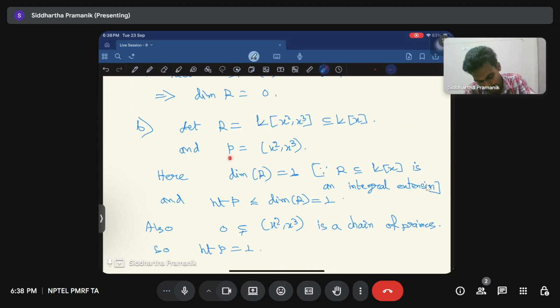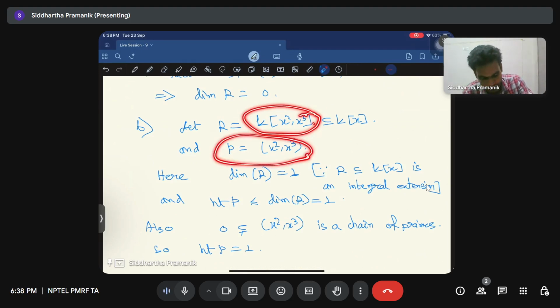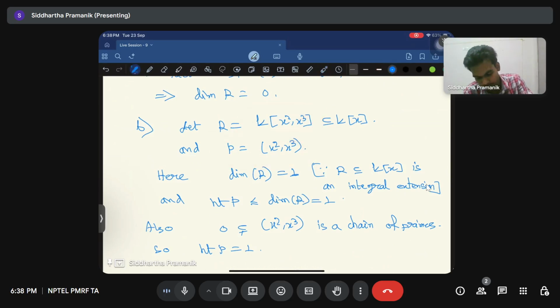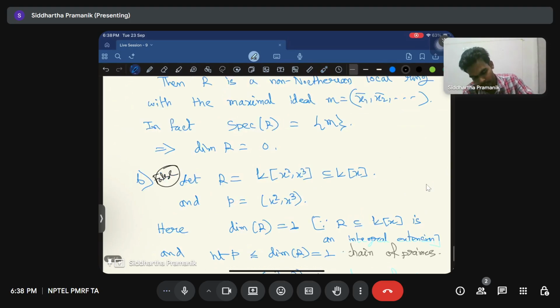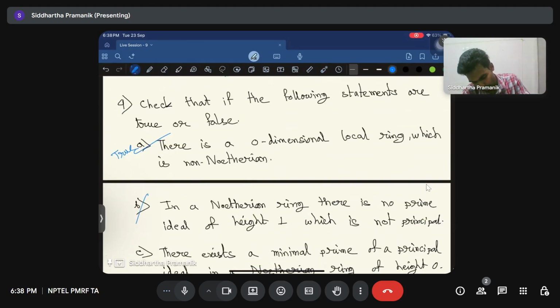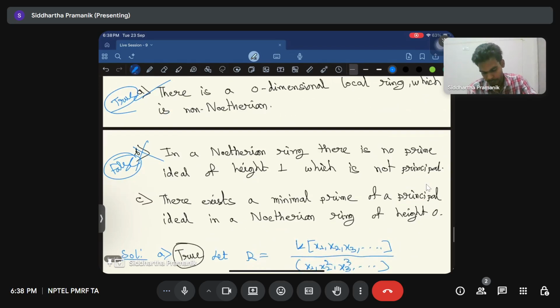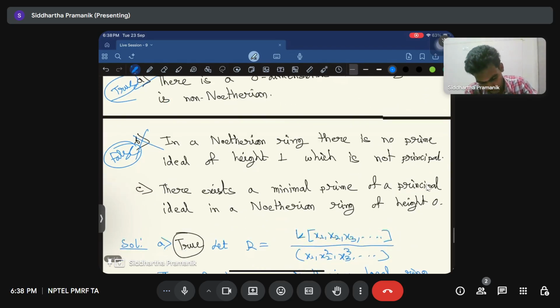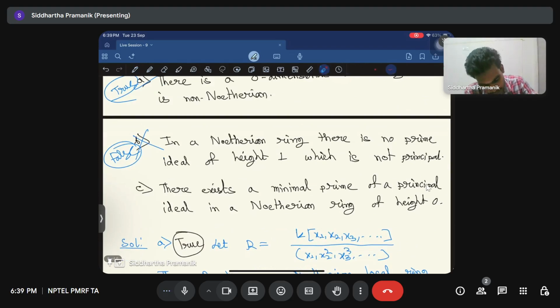But here this P is not a principal ideal. So we have got a Noetherian ring and a non-principal prime ideal which is of height 1. So the statement is false. We have got a counterexample. So in a Noetherian ring, we can have non-principal prime ideals which have height 1.